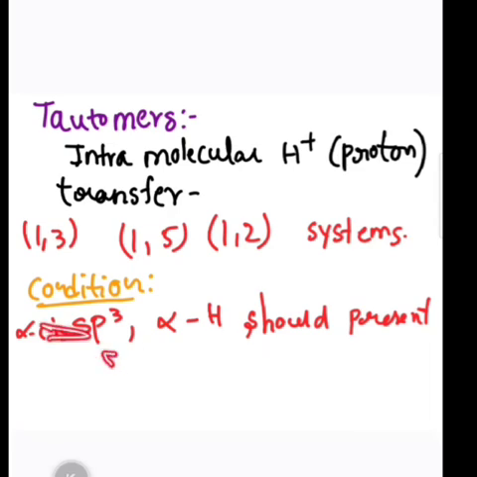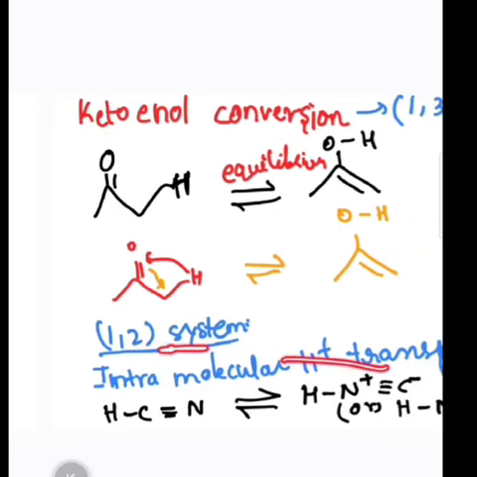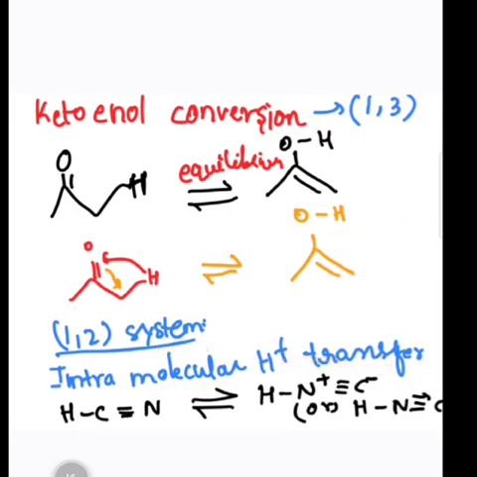So the conditions for a tautomer are like this: the carbon should be sp3 hybridized, and at least 1 alpha hydrogen should be present. So here we will discuss keto-enol conversion according to the 1,3 system. So what is the 1,3 system? At the first position and the third position, we transfer the hydrogen until the equilibrium condition is maintained. So here we have one structure.